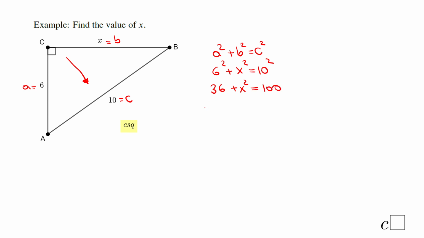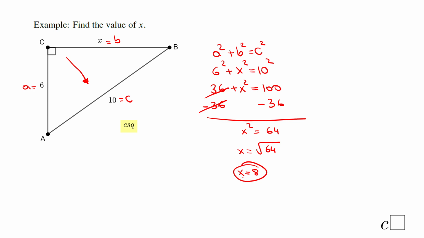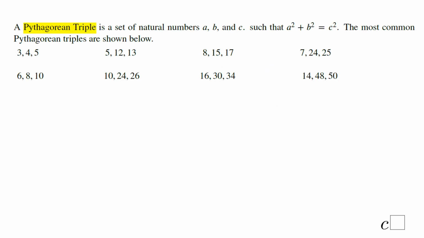In order to find x here, we need to subtract 36. So that's a little bit different than the first example. And we have here x squared equals 64. And x will be the square root of 64, which is 8. I'll put this group of numbers here, this triple, 6, 8, and 10. Also, it's a good one to remember. And in fact, if you notice, that is what I put on this slide.